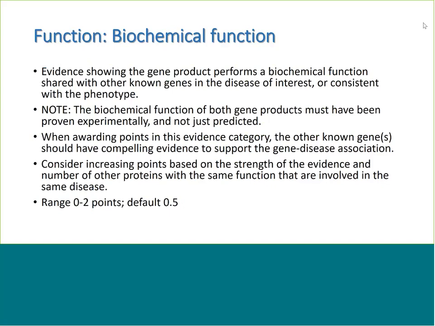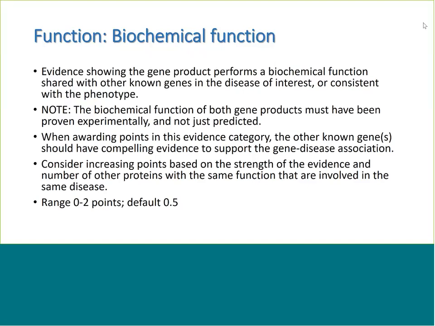We'll walk through each of the different categories of experimental evidence. The first one comes under the main category of function and the subcategory biochemical function. This is evidence showing that the gene product performs a biochemical function shared with other known genes in the disease of interest, or it has a function that's consistent with the phenotype. One note is that if you are counting this category for biochemical function shared with other known genes, the function of those other gene products must have been proven experimentally and not just predicted.